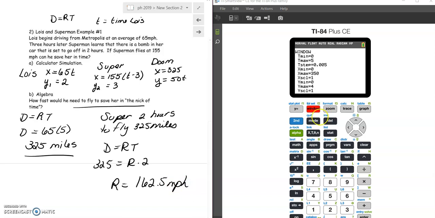The only other thing I should mention is in mode. Yes, we were in parametric mode, but I also changed it to simultaneous mode. If you cursor down, I changed to simultaneous. Simultaneous mode is because I wanted all the actions to happen at the same time: Superman, the doom, and Lois all got graphed at the same time. Otherwise, it wouldn't be very exciting.